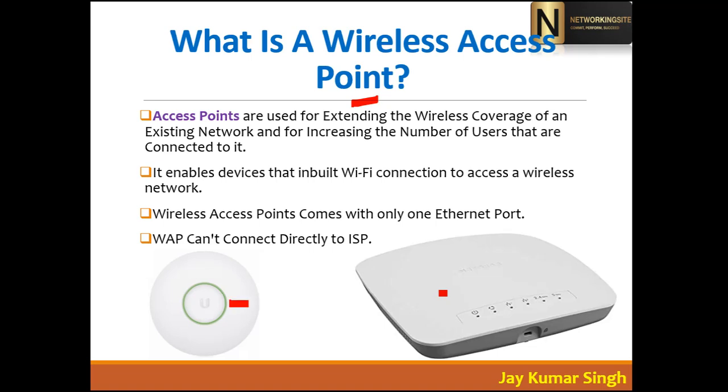In a wireless access point, you cannot have a WAN port. You can have only a single port which is coming from the wireless router, and it will connect to this one, and you can start expanding the signal. So a wireless access point cannot directly connect to the ISP; it can only connect to a wireless router.